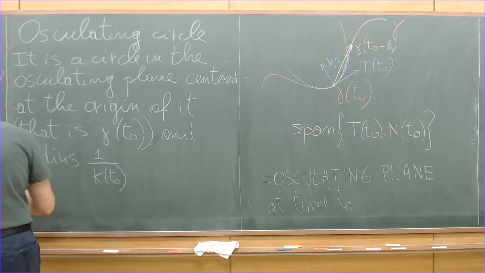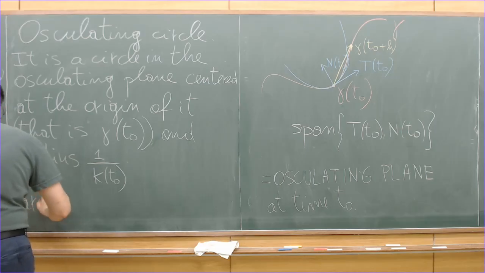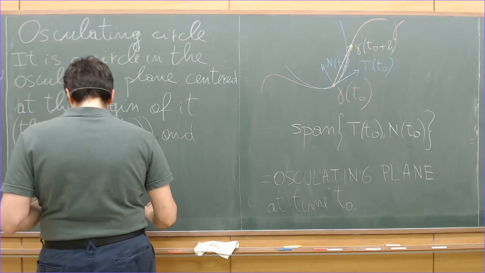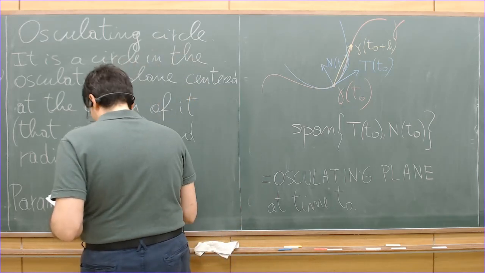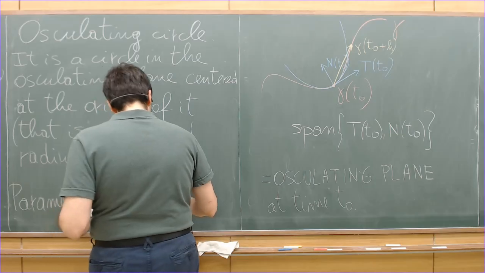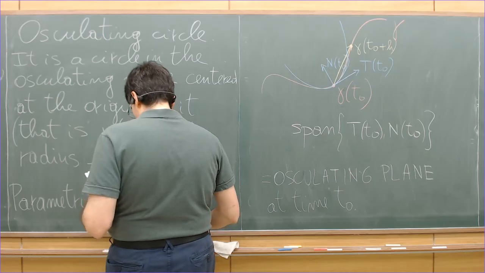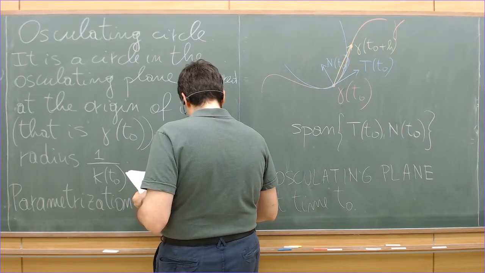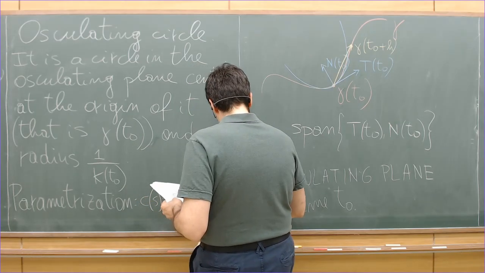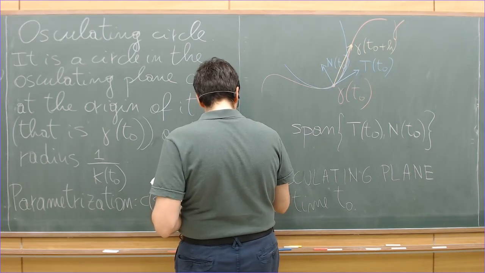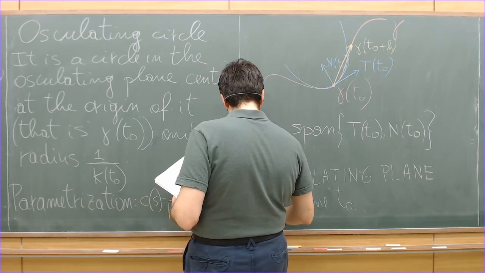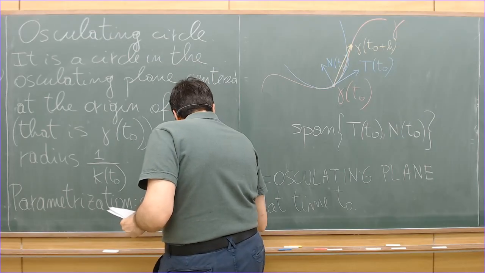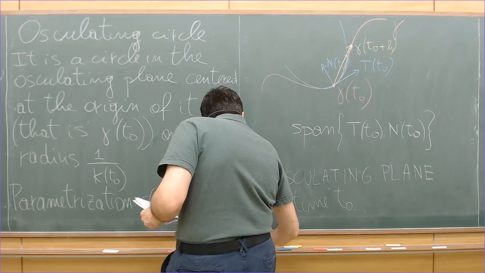This circle could be parameterized by the following formula. So parameterization C of s equal to 1 over k t0 times cosine of s times t t0 plus sine of s times n t0, where s varies in 0 to 2 pi.